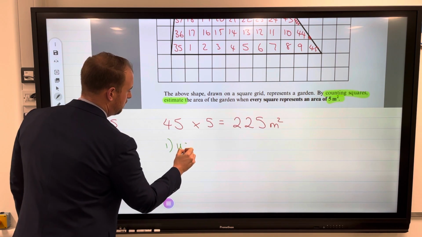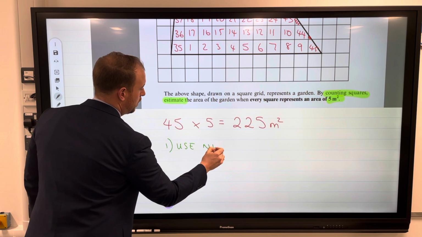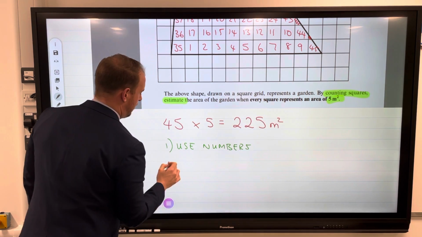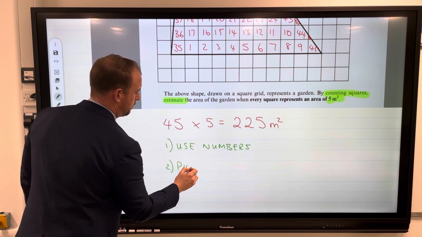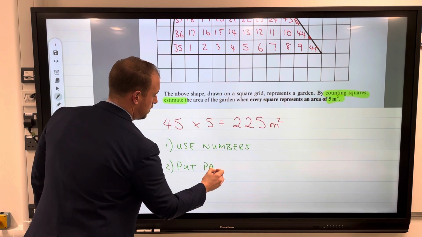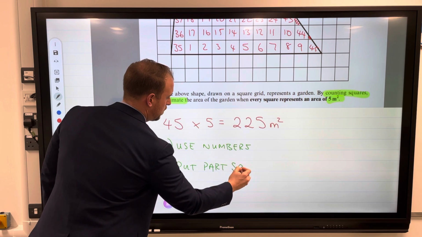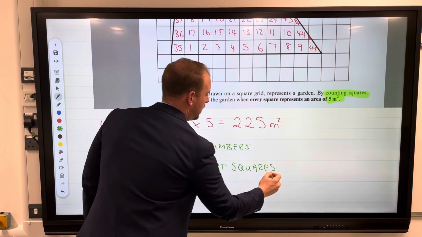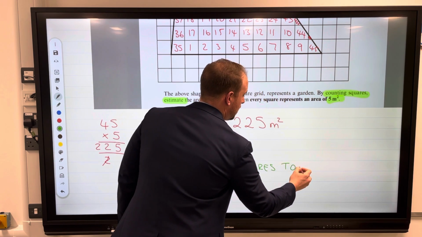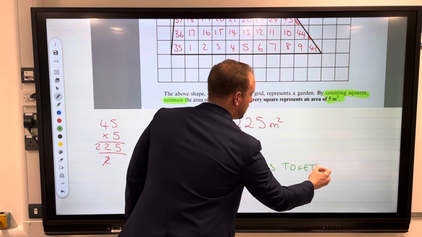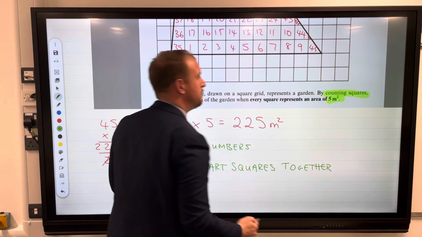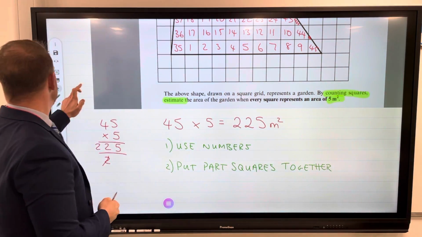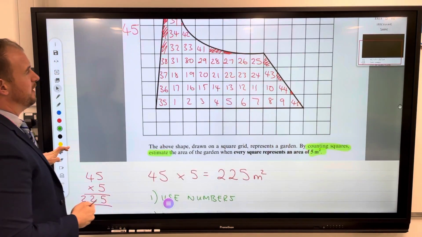So some little points for you. Use numbers in each of the squares. And then second step, put part squares together. You will see that I've shaded some squares. I've shaded the bit I'm using and what I intend to put with another one. I found that really helps me, and you can clearly see that there's no bits I've missed out.